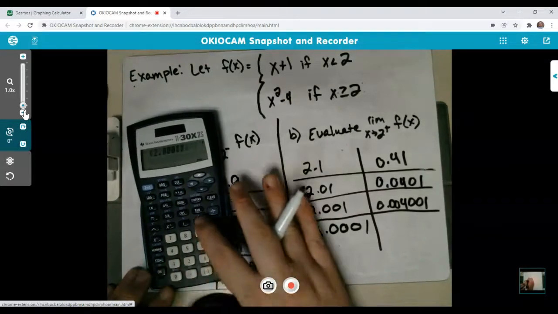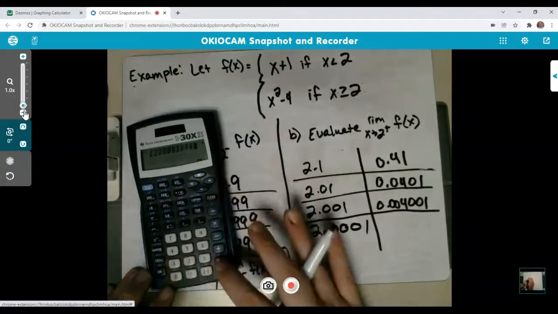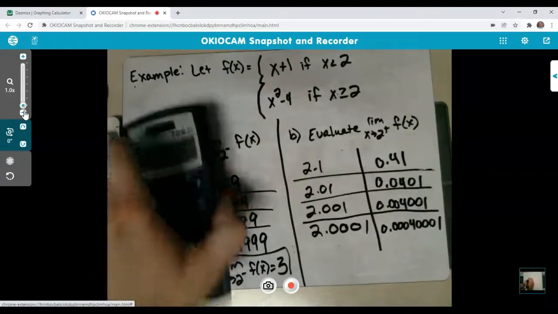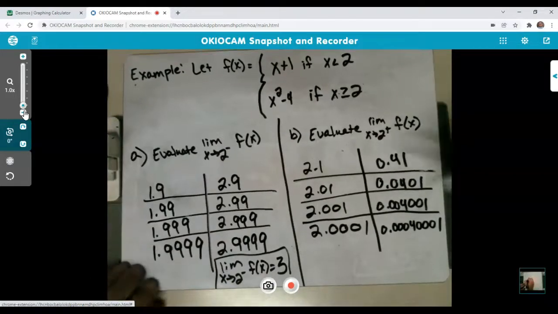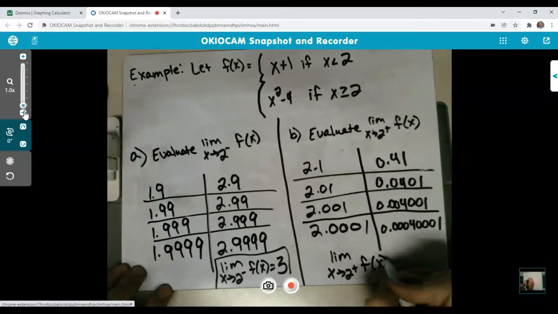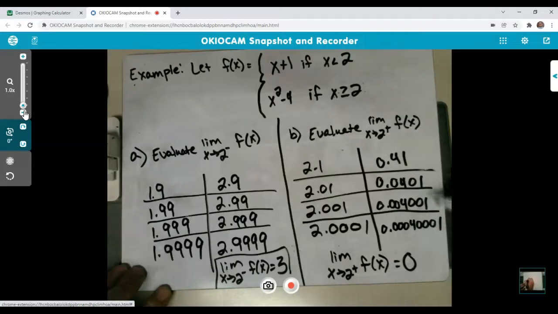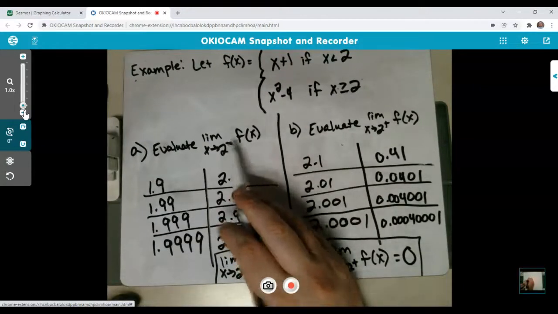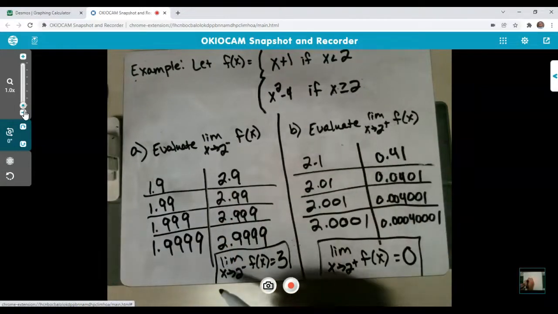2.0001 squared minus 4 is 0.00040001. All right, so let's see what's happening there. As my x is getting really close to 2, I can see that my y is getting really small. So the limit as x approaches 2 from the right is going to be equal to 0, because that's what I'm getting really close to. Again, the minus sign just means I'm going from the left side. The plus sign means I'm going from the right side.